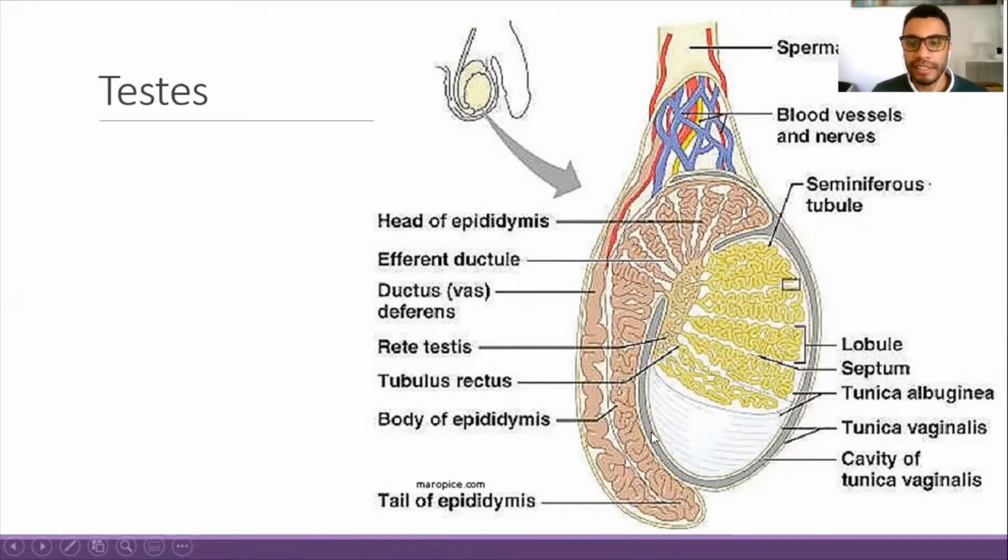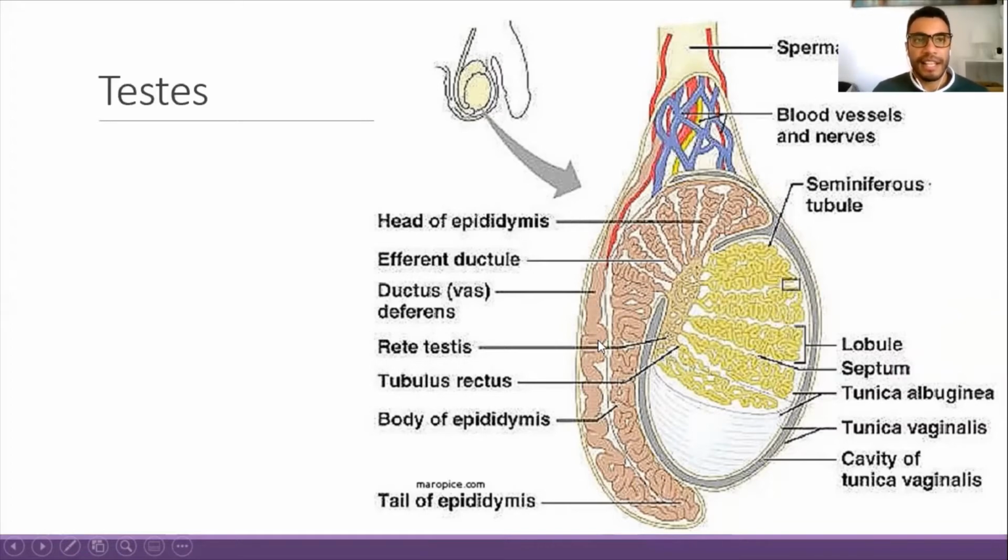Here we can also see this structure, which is the spermatic cord. This structure sustains the testes and connects with the abdominal cavity. We're going to see further details about this structure at the end of this video. But as you see here, there are a couple of structures that run inside the spermatic cord, including vessels and nerves.